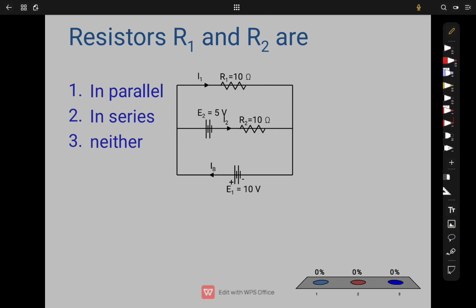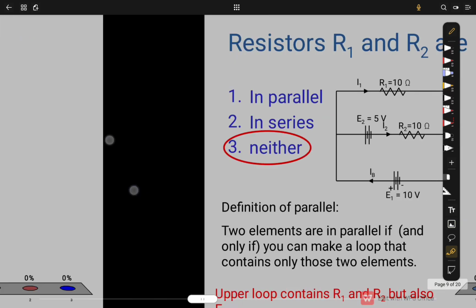Let's check this out. Resistors R1 tsaka R2. So ano kaling connection meron tayo sa R1 and R2? So una, is it in parallel? Number 2, is it in series? Or number 3, neither? Anyone? So the answer for this is neither.